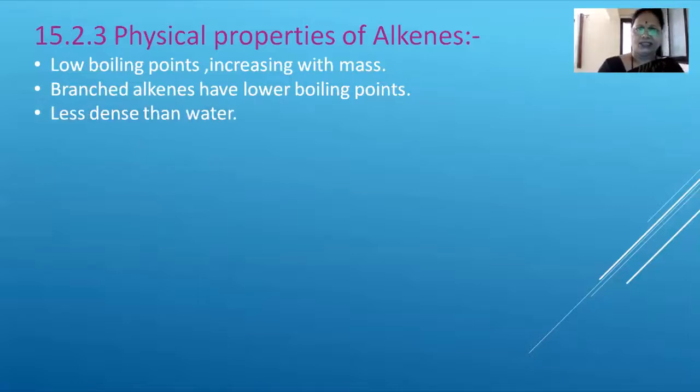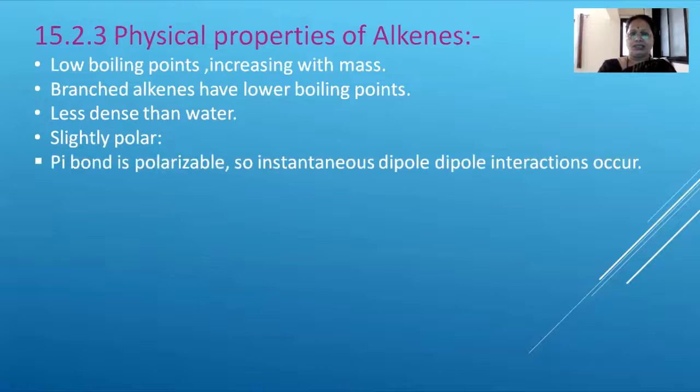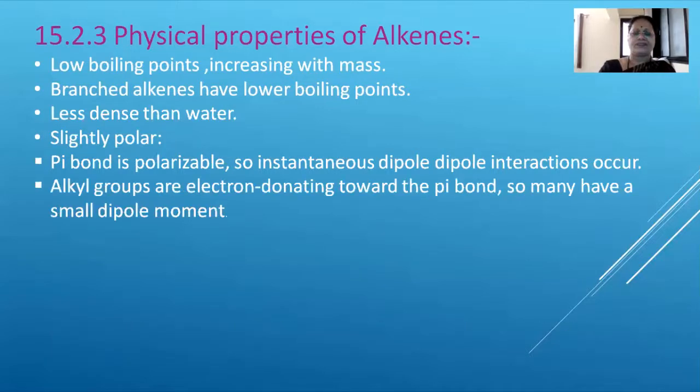Then about density. The density of liquid alkenes is less than that of water. They are slightly polar compounds. Alkenes are slightly polar. Then a carbon-carbon double bond is present in alkenes, and in that, one bond is called sigma and the second is pi. So the pi bond is polarizable. So instantaneous dipole-dipole interaction occurs in alkenes. Alkyl groups are electron donating groups towards the pi bond, so many have a small dipole moment.